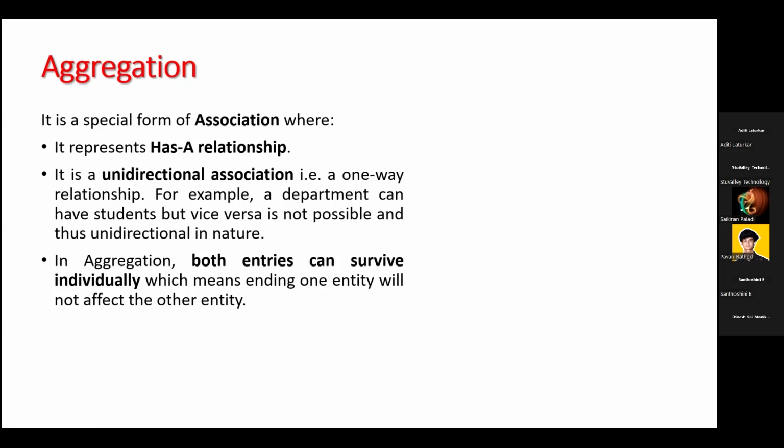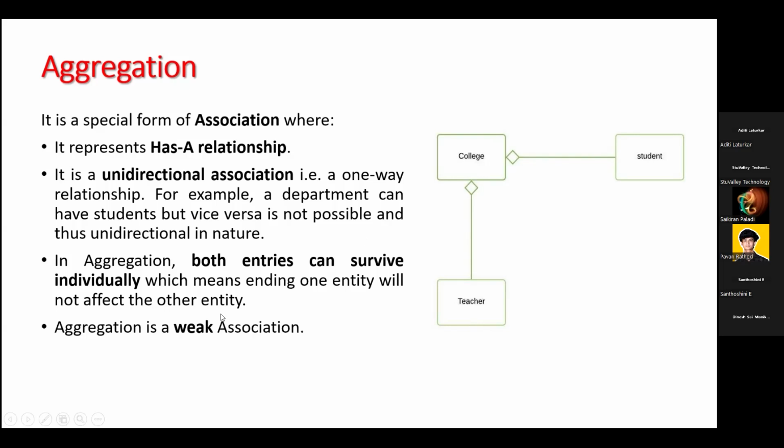Here, department can have students, but vice versa is not possible. Similarly, in aggregation, both entities can survive individually, which means ending one entity will not affect the other. The same example I'm showing here: college has students, college has teachers. If a student leaves college or a teacher leaves college, they can survive individually. Teacher class will survive, student class will survive, and they can perform their own operations. College class will also survive. Together they are forming an aggregation relationship, a unidirectional relationship from teacher to college, student to college. It is also known as weak association, a weak form of association.